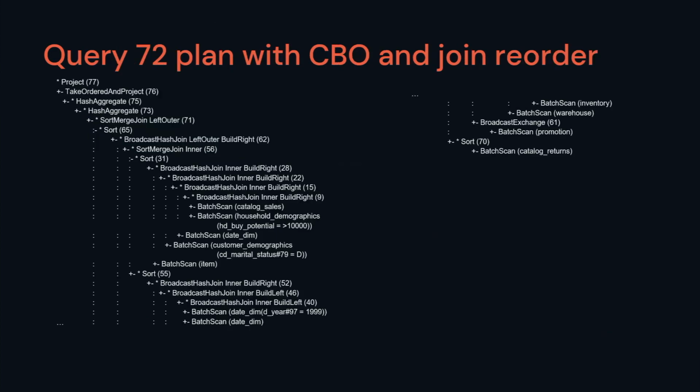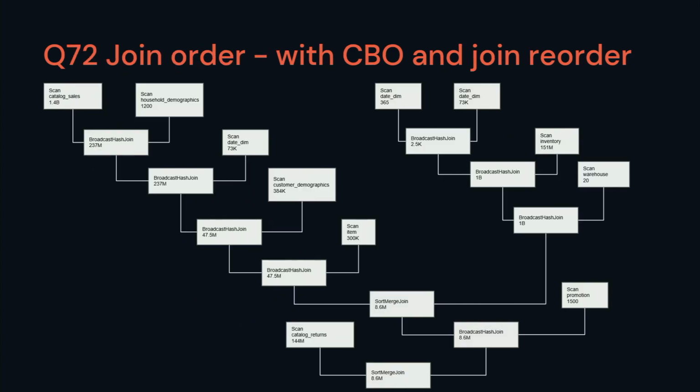Now, when we turned on cost-based optimization, it's maybe not so obvious from this query plan here, so let's look at the picture. The plan changes drastically. For one, it's not leaning heavily to one side. And if you look even more closely, you will see that the very first join involves catalog sales, which is a fact table, and household demographics, which is a dimension table.